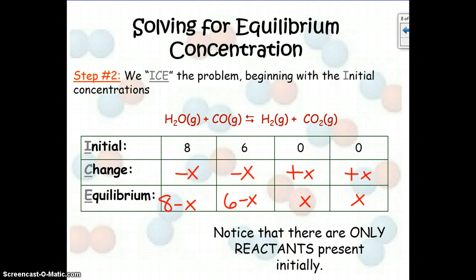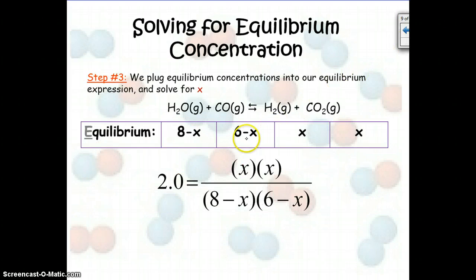Now we need to plug this into our equilibrium expression. So we had H2 and CO2, so those are X and X. And then H2O was 8 minus X, and then CO was 6 minus X. So we plug that all in, and we're going to go ahead and pop in the K value that we were given in the very beginning. Now it's just a simple math problem. So you got X times X, so that's X squared.